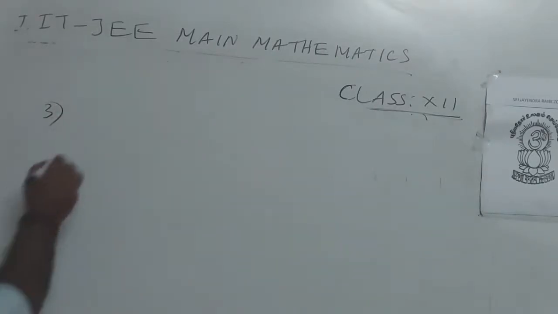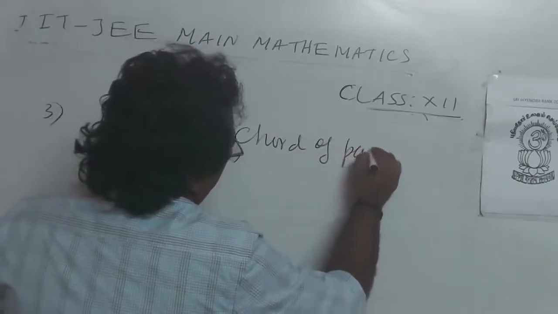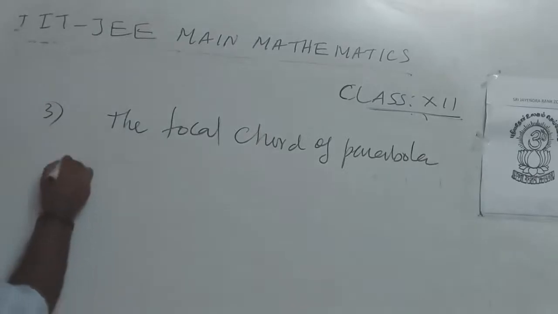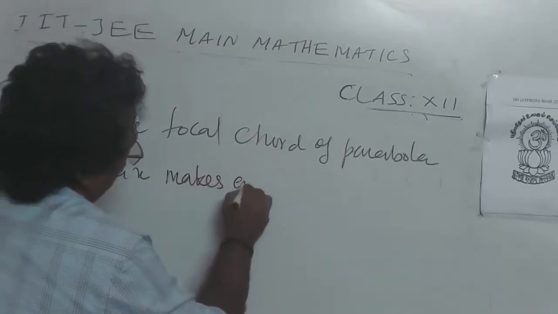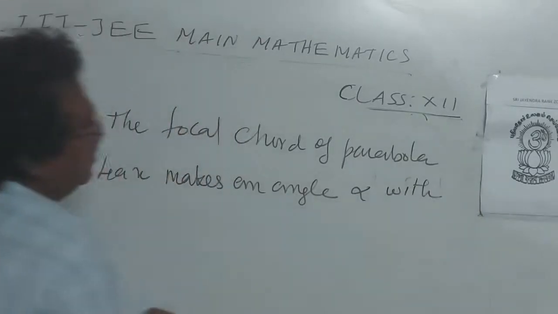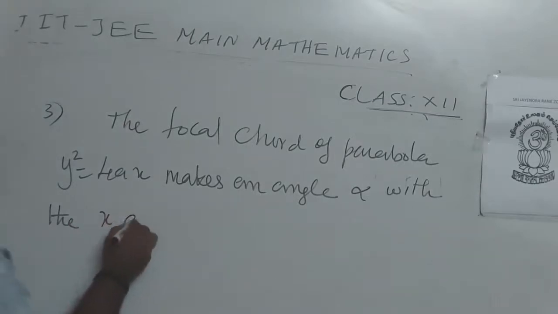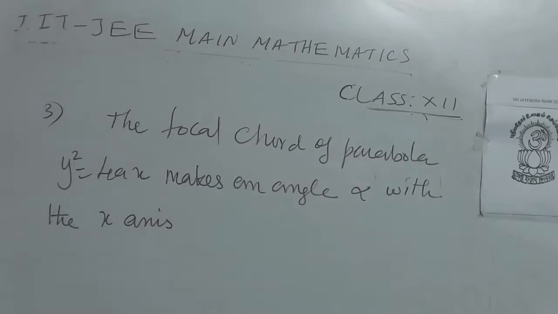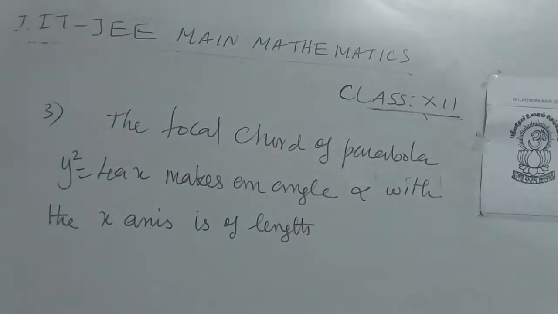The focal chord of the parabola y squared equal to 4ax which makes an angle alpha with the x-axis is of length 4a cosec squared alpha.